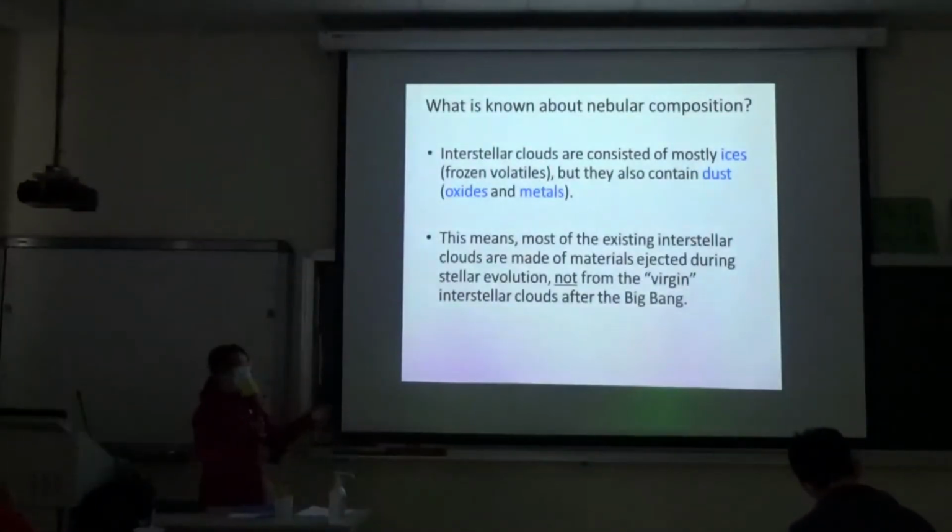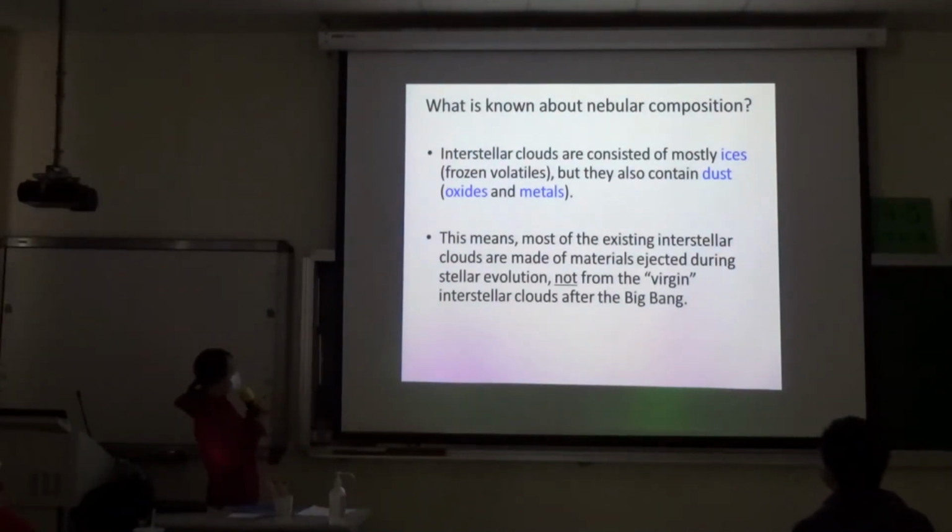So using this radio telescope, what has been known about nebula composition? So interstellar clouds are consisted of mostly ice, which is actually frozen volatiles. Volatile means volatile substances. But they also contain dust. Dust actually means oxides and metals.